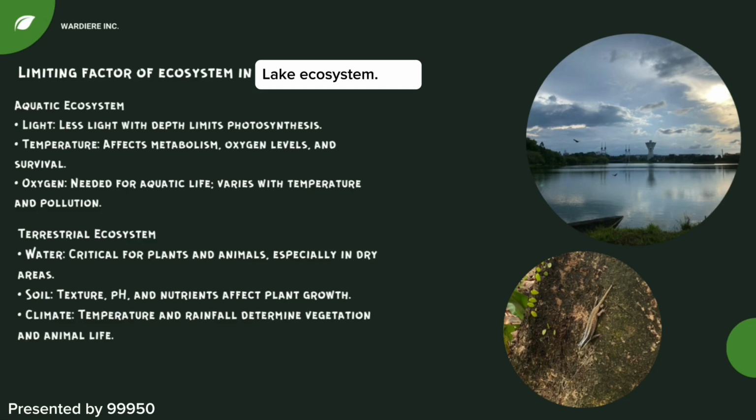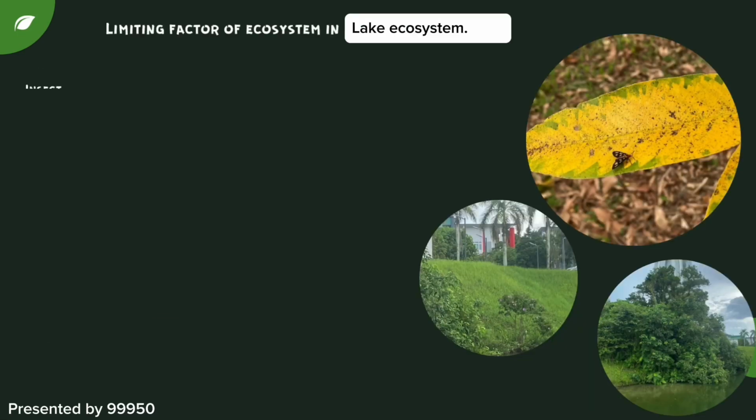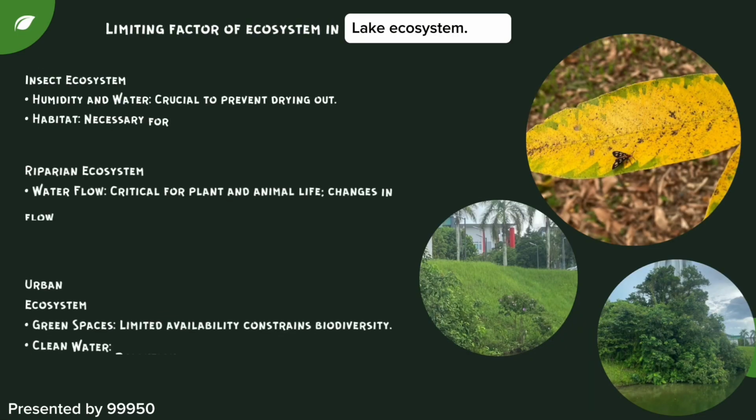The second one is soil. The texture, pH, and nutrients of the soil will affect plant growth. Climate is affected by temperature and rainfall, and it will determine vegetation and animal life. For the insect ecosystem, the first limiting factor is humidity and water. It is crucial to prevent the insect from drying out.